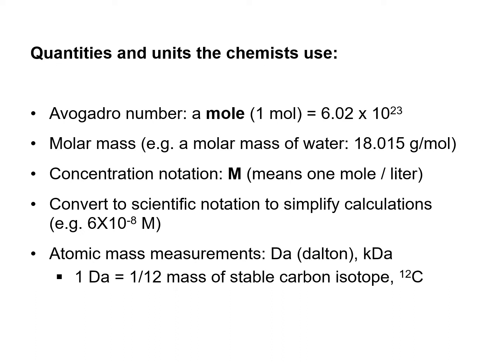And here are some more important quantities and units that chemists and also biochemists use. Avogadro number, or the 1 mole, is the number of molecules within this unit, and the molar mass, and also the molar concentration, and the scientific notation to simplify the calculations, as well as the atomic mass measurements in daltons and kilodaltons. And here's the definition for the dalton.